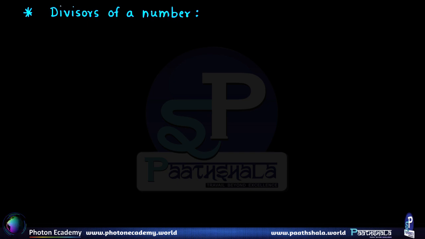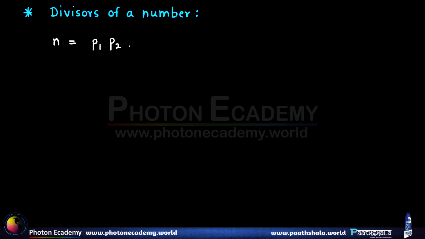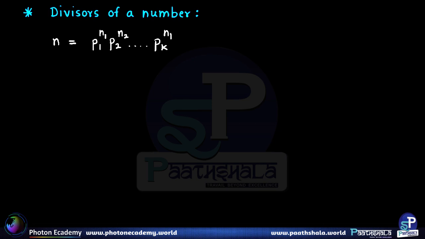Now let's study the divisors of a number. We know that any given number n can always be factorized into its prime factors. So if we denote the prime factors as, say, p1, p2 and so on up to pk, each will occur a particular number of times. Let's denote their respective occurrences as the powers of their prime numbers. So if we denote the number n in this particular way, we are interested to know how many divisors there are of this number n.